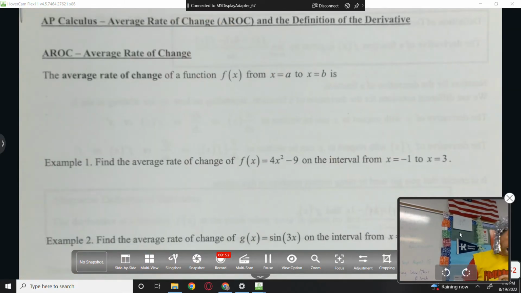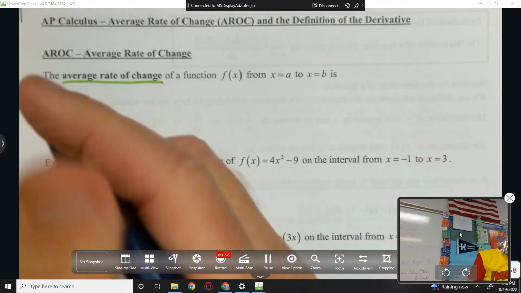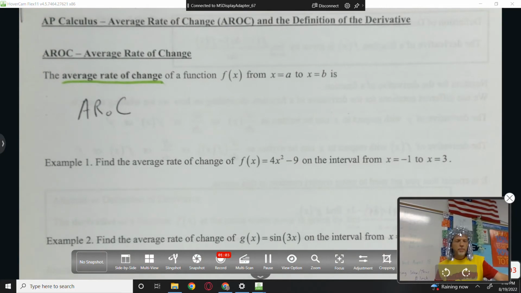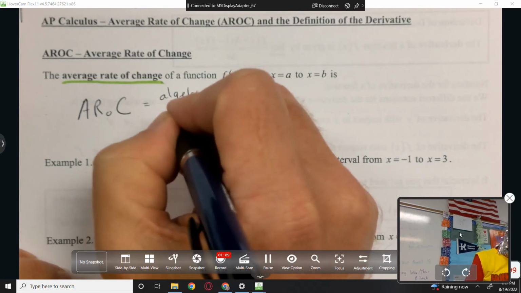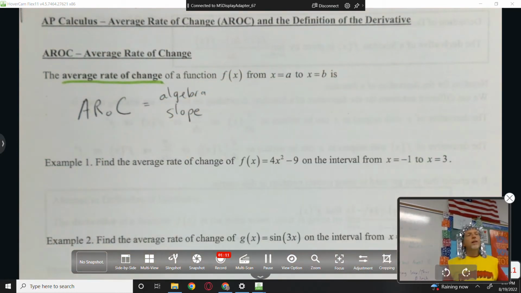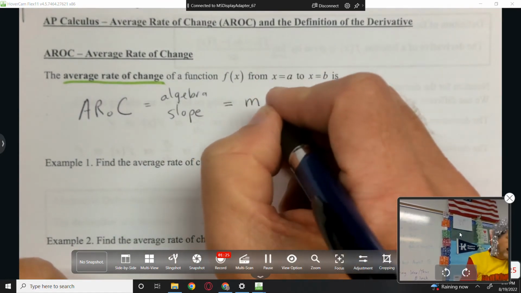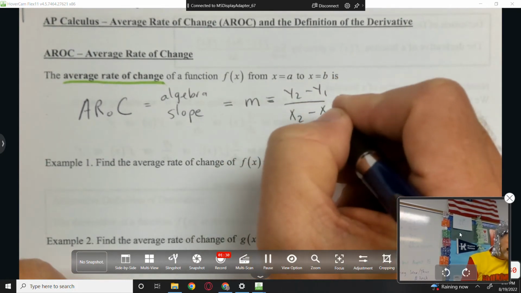We asked you that a bunch of times last year in pre-cal, but the average rate of change, and a lot of times we'll just abbreviate it AROC, is simply the algebra slope. So average rate of change might be a new name. It shouldn't be. You should remember it from pre-cal, but the formula, the concept is algebra 1, right? Just good old slope. y2 minus y1 over x2 minus x1.